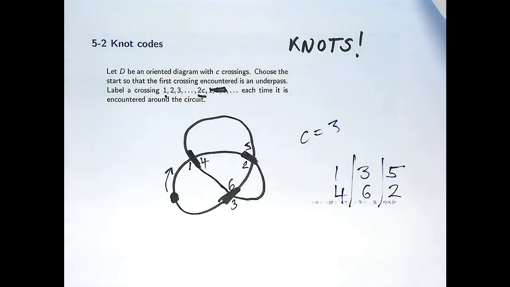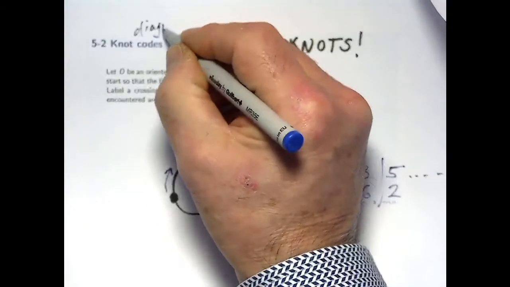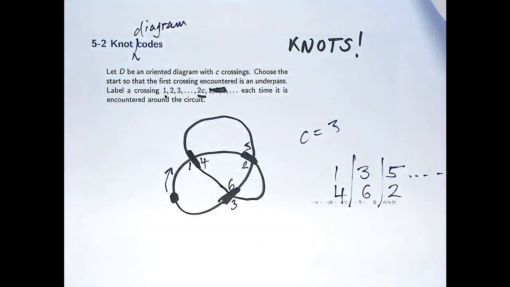And so the code, well, we've written the odd numbers in order here. If there were more crossings, it would be 5, 7, 9, and so on. But the even numbers, of course, depend upon the knot picture, the diagram. This is a code of a diagram, really, not of a knot, because if you have more crossings, you'll get a different code. So it's really a code of a diagram.